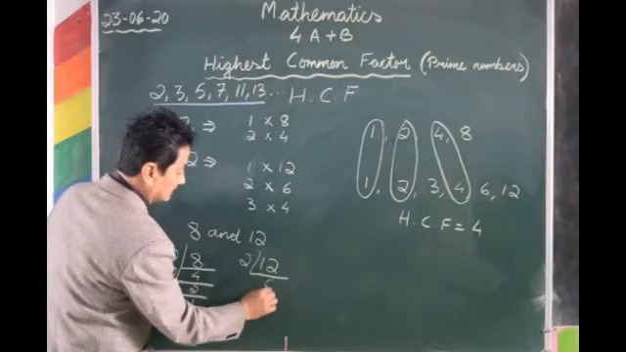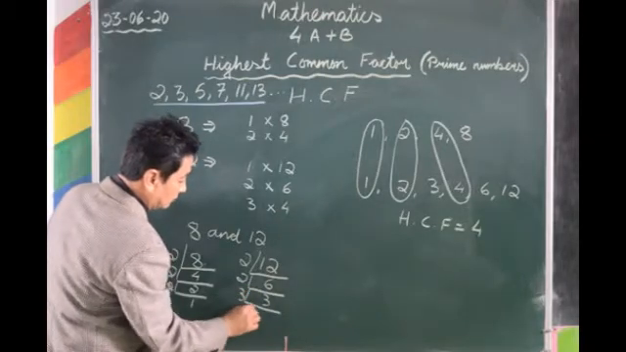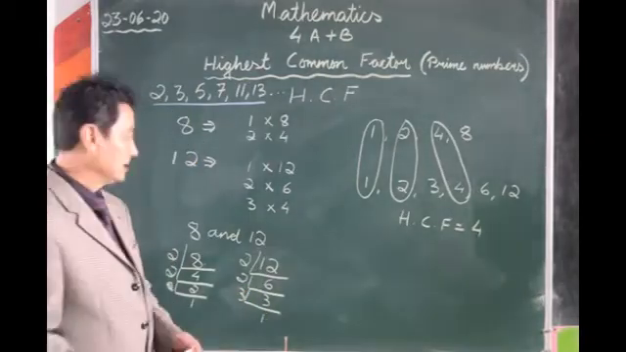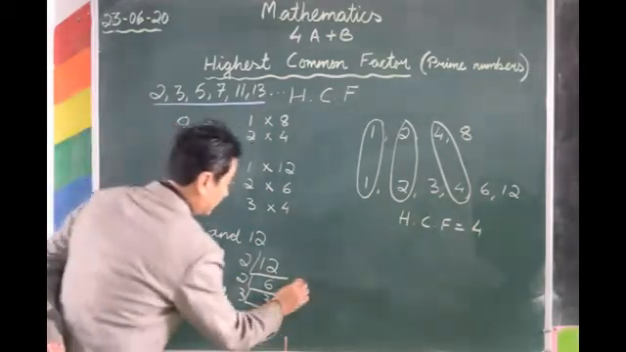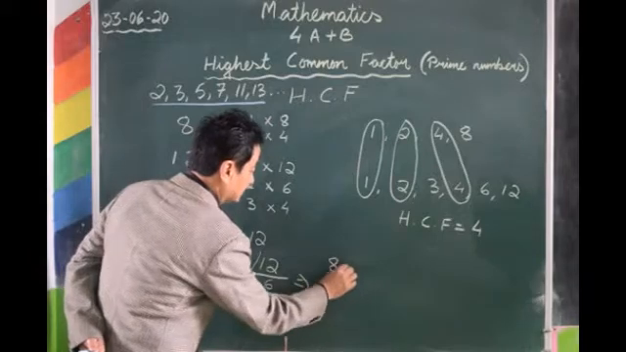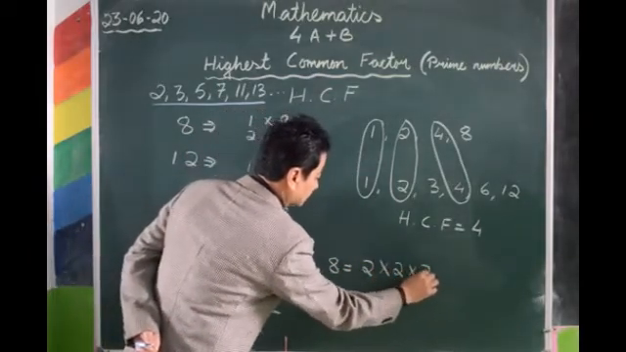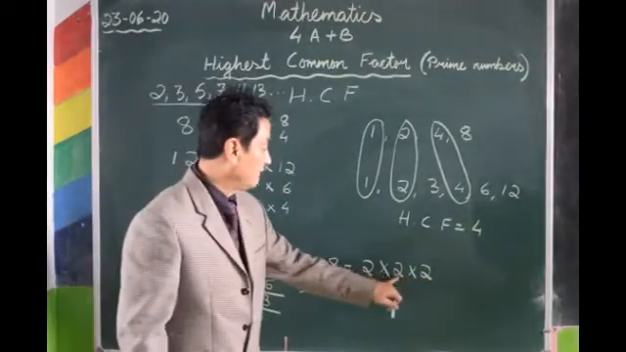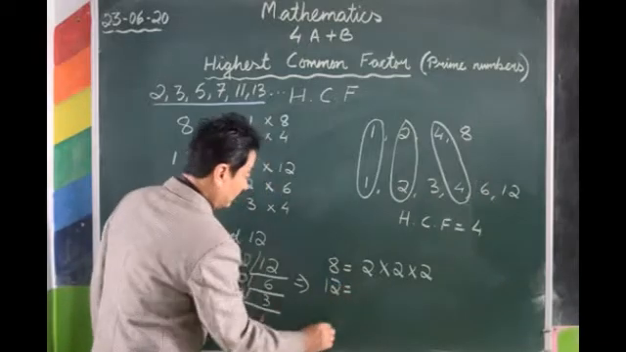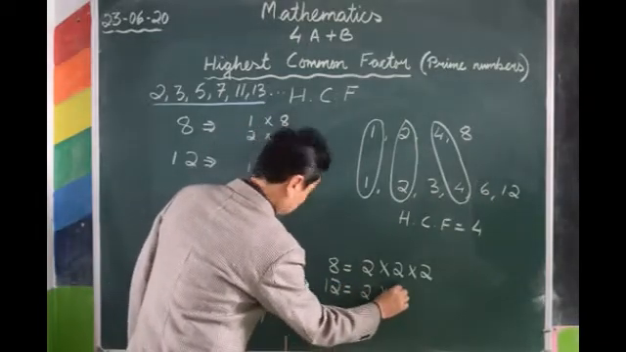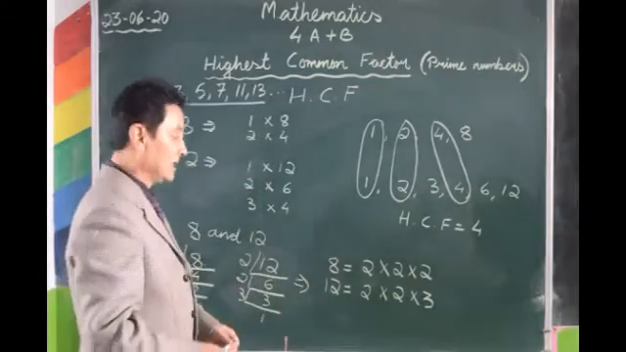2 will go into 12, 6 times. 2 3s are 6, 3 1s are 3. Now we have found the prime factors of 12. Now we have to put them together. I don't have space there, so I'm going to write here. 8 equals 2 into 2 into 2. Do not forget to put the sign, into. Let's check: 2 2s are 4, 4 2s are 8. Let's write the prime factors of 12: 2 into 2 into 3. 3 2s are 6, 6 2s are 12.